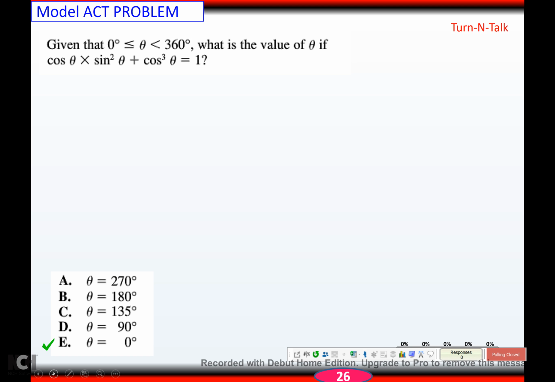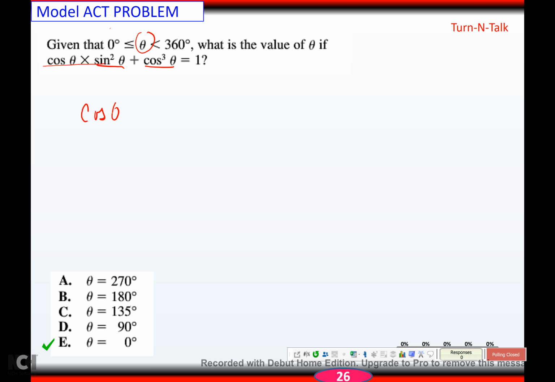And hopefully you got it. Okay, it says given that theta is between 0 and 360, which means it can be anything. What is the value of theta if cosine times sine squared plus cosine cubed equals 1? Well, I always check for factoring, and both of these terms have a cosine in them.